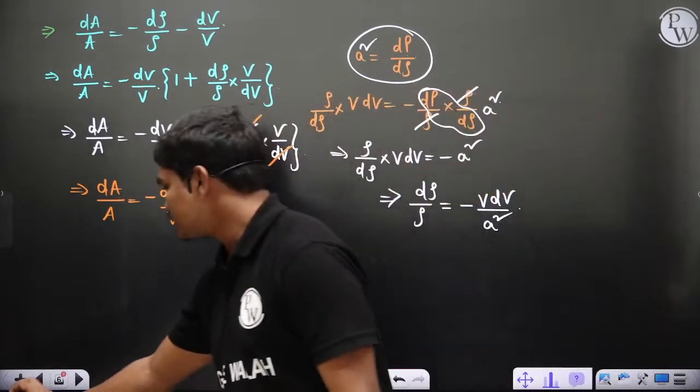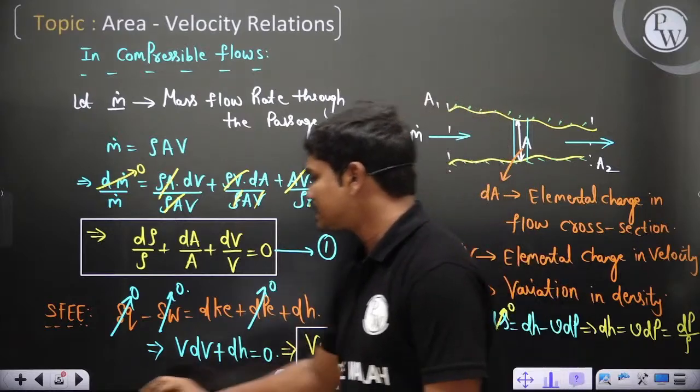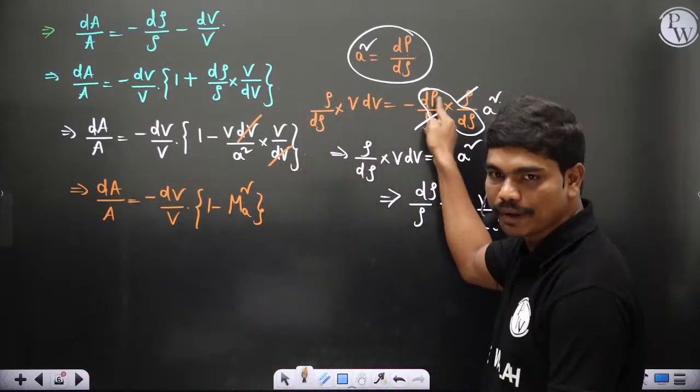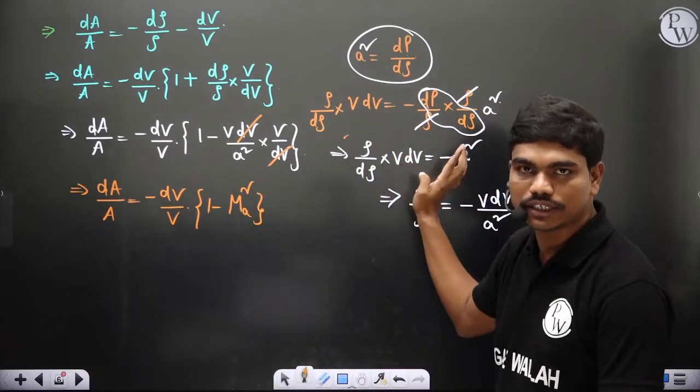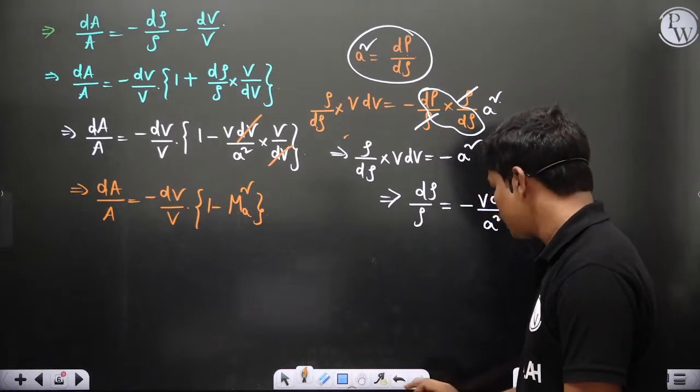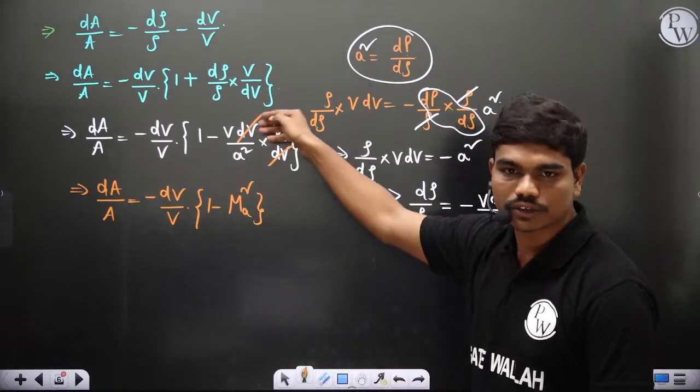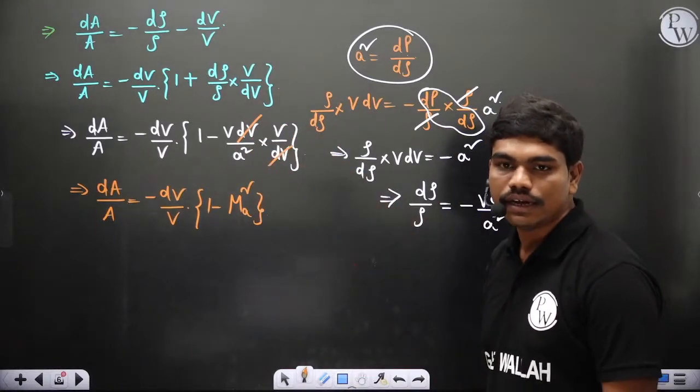See, what we have done is basically you have this equation. In this equation you have shifted this minus dp by ρ to the right hand side and multiplied ρ by dρ. That's it. Because I want to convert this in terms of a dimensionless combination, in terms of Mach number.